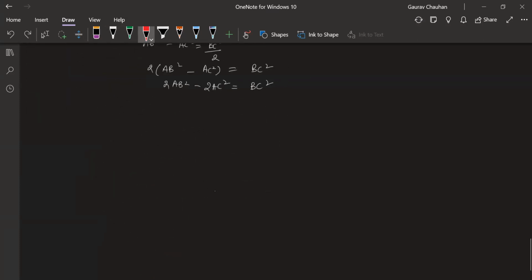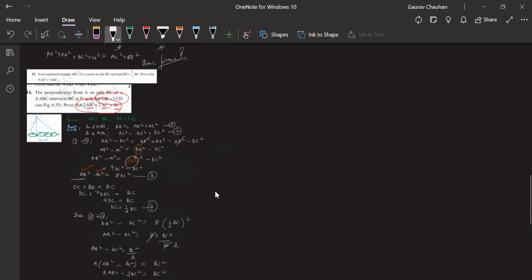So this gives us 2AB square is equal to 2AC square plus BC square. I'm just taking this to the right hand side. Yeah, that's my 2 proof statement. Hence proved. I'm waiting for a fist fight from everyone.